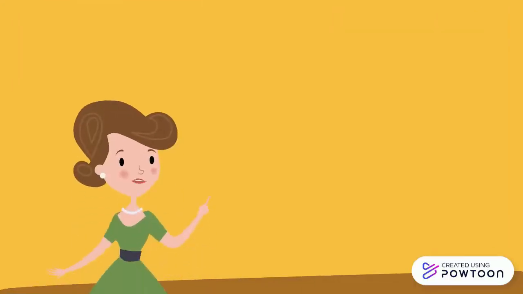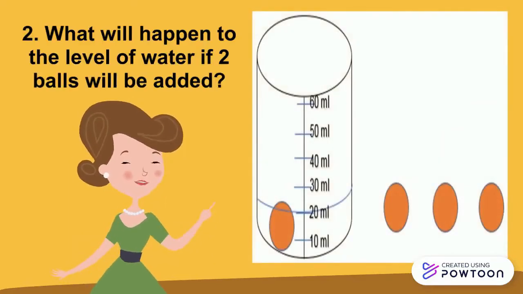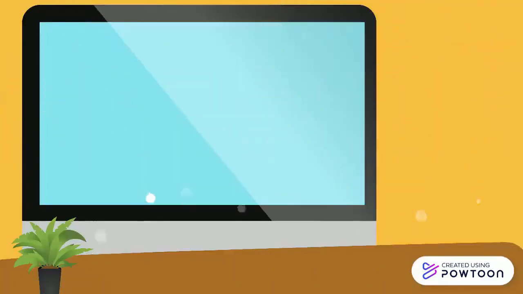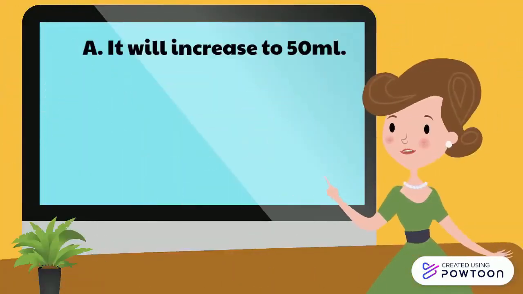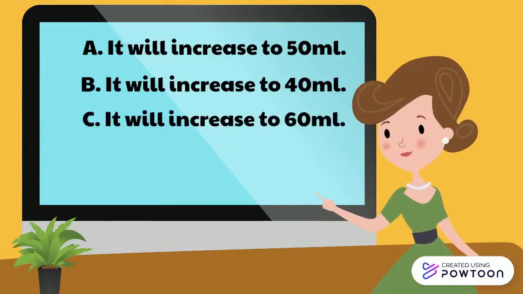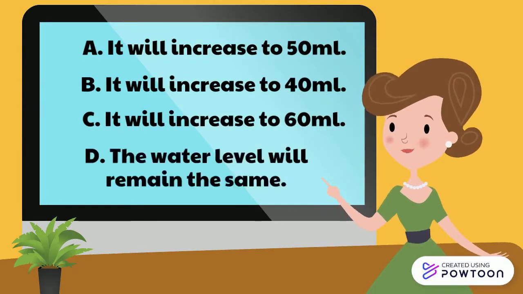Situation number 2. What will happen to the level of water if 2 balls will be added? Option A, it will increase to 50 ml. Option B, it will increase to 40 ml. Option C, it will increase to 60 ml. And option D, the water level will remain the same. Alright, the correct answer is letter B.